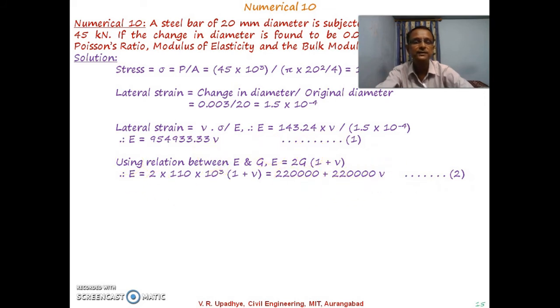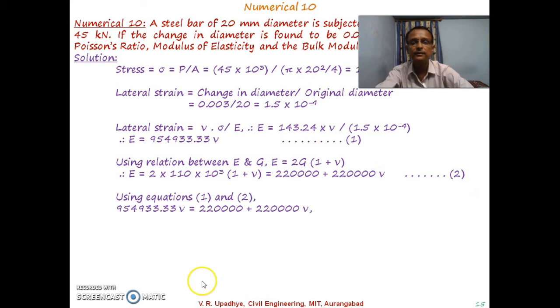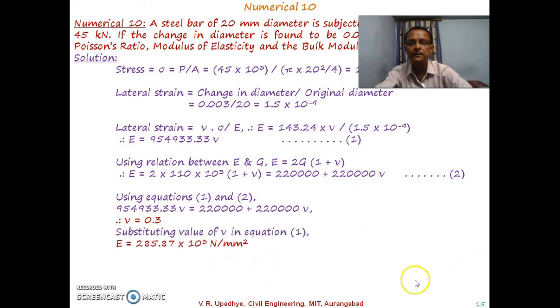If we solve these two equations, this Poisson's ratio can be calculated as mu is equal to 0.3. And once again you can substitute this mu as 0.3 either in equation 1 or in equation 2, and we can calculate Young's modulus. Substituting this mu in equation 1, we will be getting Young's modulus as 285.87 into 10 to the power 3 Newton per mm square.